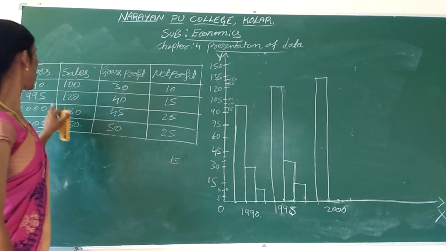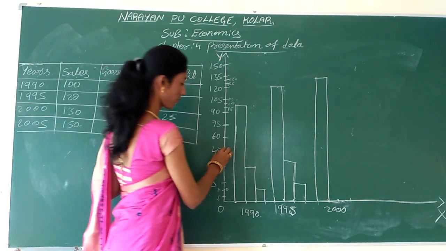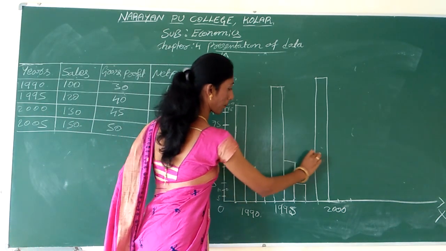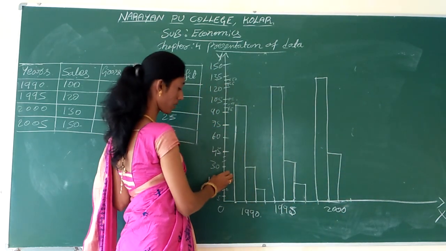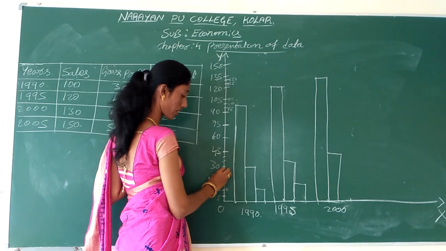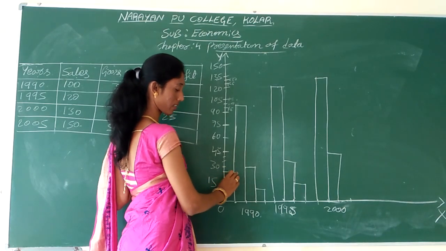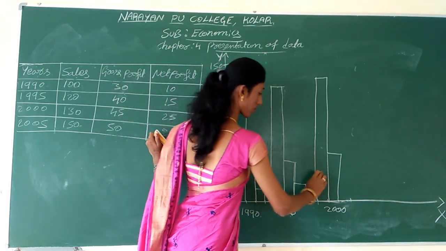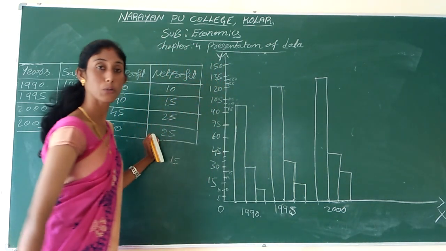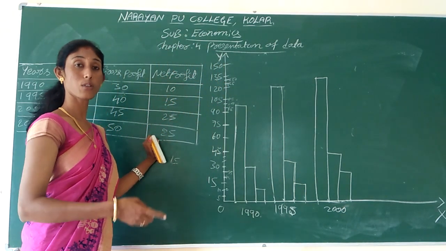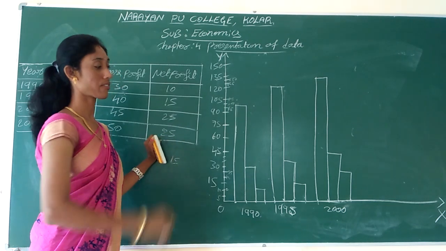Next, what will be the gross profit? 45, and net profit is 25. It used to come here. Next, 25 means 15, 20, 25, right? This is the year 2000's sales, gross profit and net profit of a company.